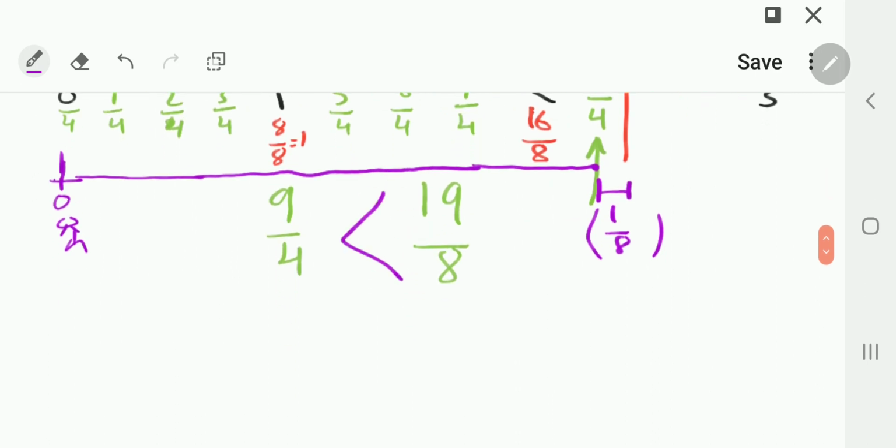So I hope this is helpful. You can use the same strategy to compare any fractions. The only thing you need to do is to line them up on the same line. Sometimes they can be equal, they can be the same, sometimes less than or greater than.